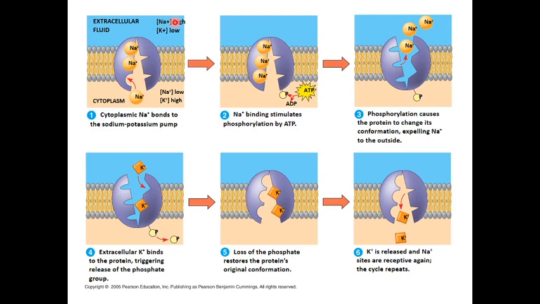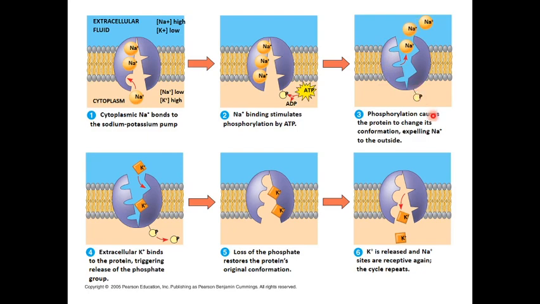is already high. Na plus is low inside the cell, but you are sending those Na plus ions again to the higher concentration. The moment Na plus ions bind to this specific portion of the protein, it stimulates phosphorylation by the ATP, and ATP becomes ADP, and energy is released, and our Na plus ions are sent outside the cell.